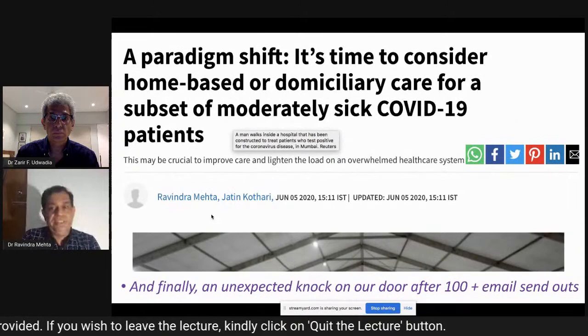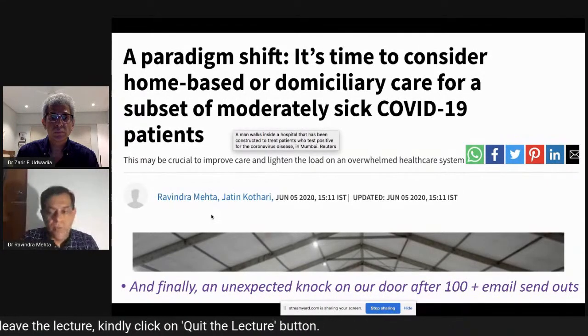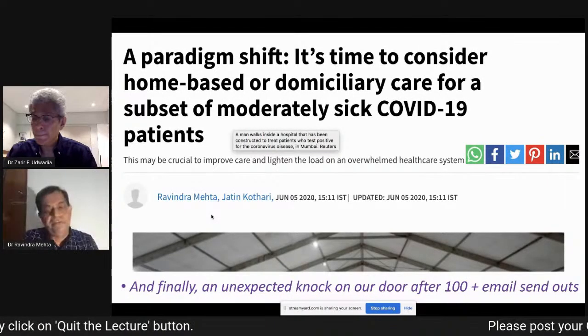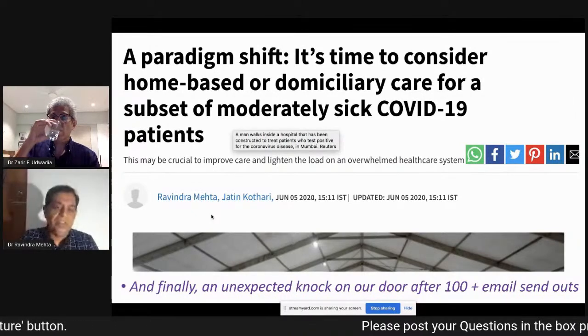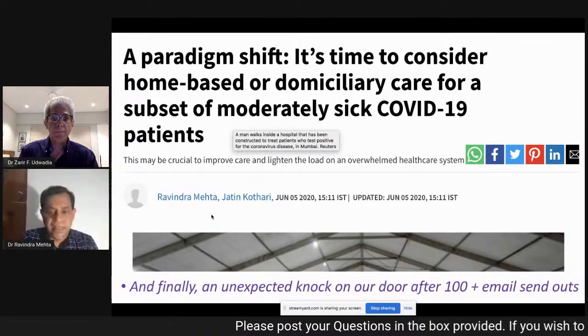Finally, when we were close to saying, okay, this is not going to work, maybe things don't work in a pandemic the way you want them to. And of course, the fact is, let's understand that most of the policymakers are more bureaucrats than clinicians.